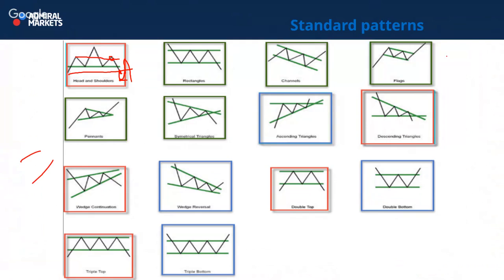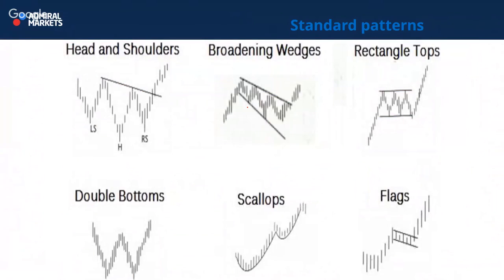Okay, so that is about the standard patterns. My primary focus was on head and shoulders and inverted head and shoulders, to let you know that always try to find entries at the top of the right shoulder, or in the case of inverted head and shoulders, at the bottom of the right shoulder. That will ensure you're pretty much early in the trade when institutions also buy and sell.